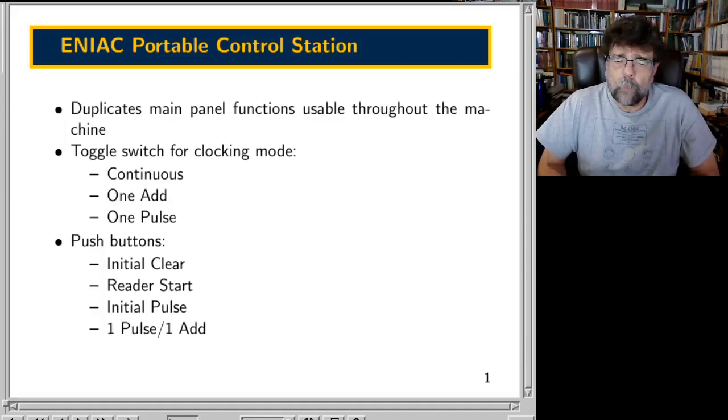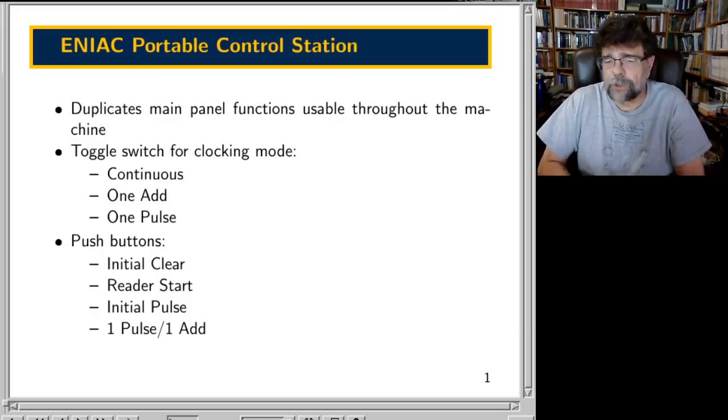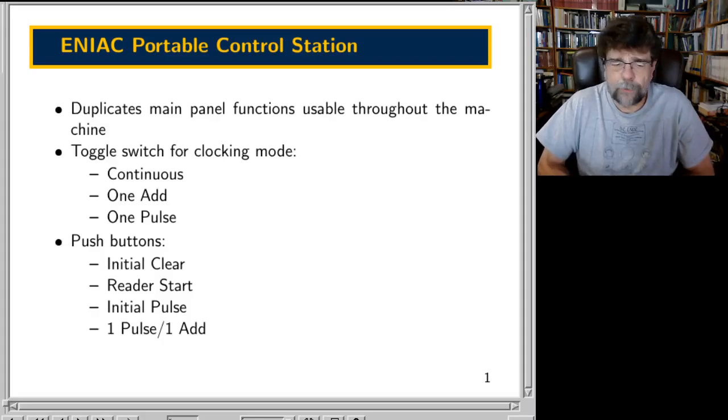The reader start and initial pulse buttons are used to initiate a computation. Now, which one is being used depends a little bit on the design of a particular computation. Some computations begin by reading a card from the input and then processing the data on that card. Others begin with computation rather than reading input, and so the initial pulse switch handles those.